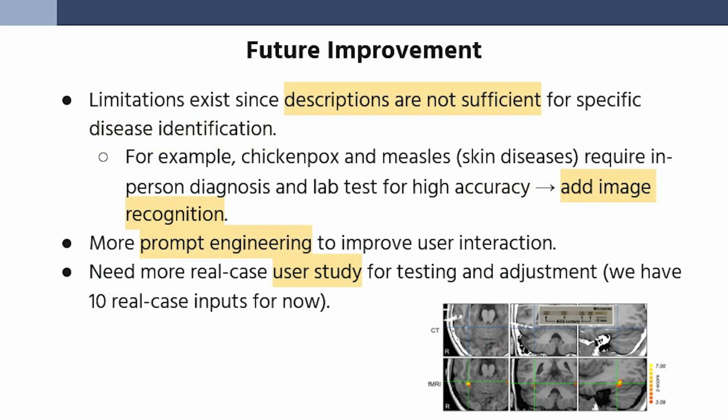Based on our learning, limitations exist since descriptions alone are not sufficient. For example, skin diseases require more in-person diagnosis for high accuracy. And we can add image recognition in the future. We still need more prompt engineering to improve user interaction and more user studies for testing and adjustment.